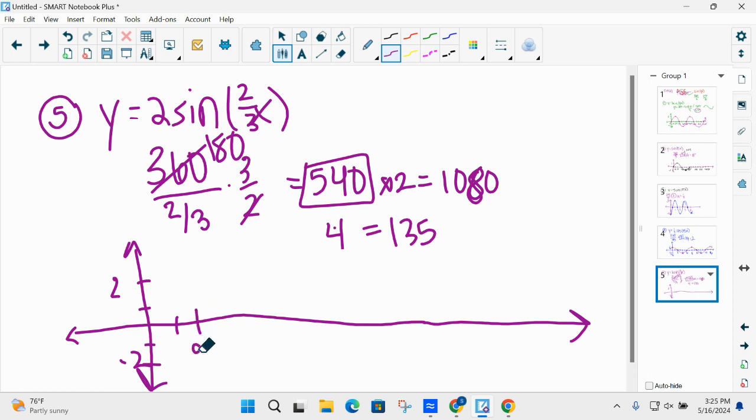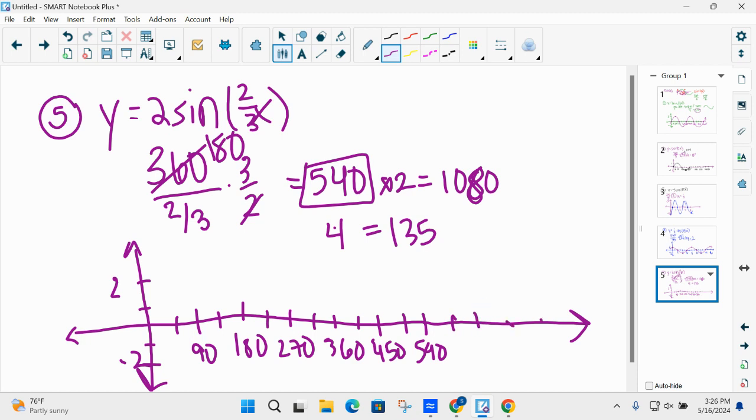So 45 degrees. So 90, 180, 270, and then 360. Next would be 450, and then 540. So you would need a whole other cycle after that. So I'll let you keep doing that. So it starts at 0, and then every 135 degrees you have a maximum. So that's 135, or you have an intercept.